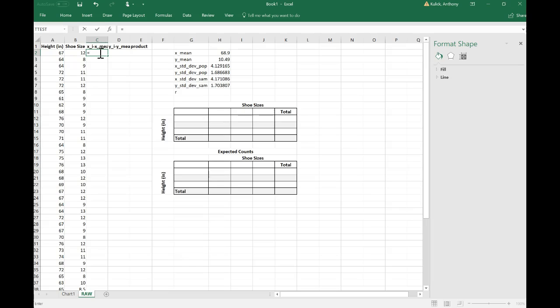So what I'm going to do is I'm going to do the height. So I clicked in that cell, and then minus. I'm typing a formula now. And then my value for x mean. And I want that value for x mean to stay the same. So I'm going to go and insert a $ sign in front of the number and the letter. What that $ sign does is it locks that cell.